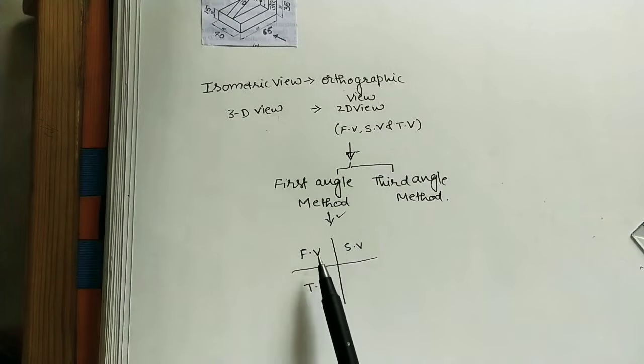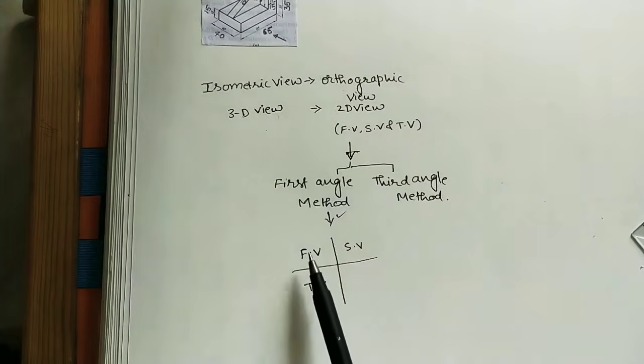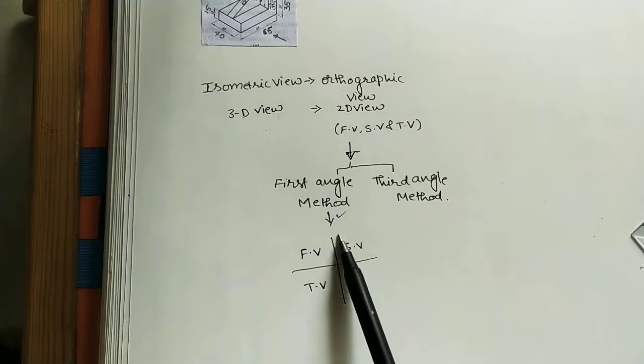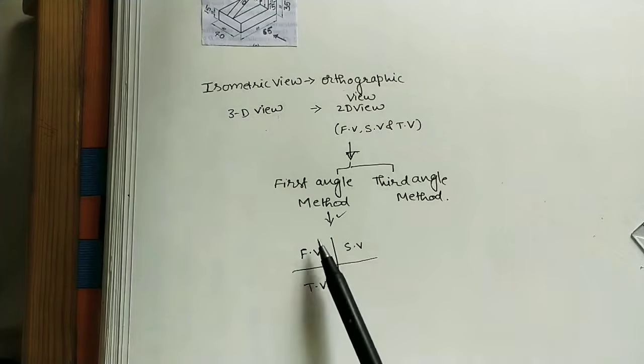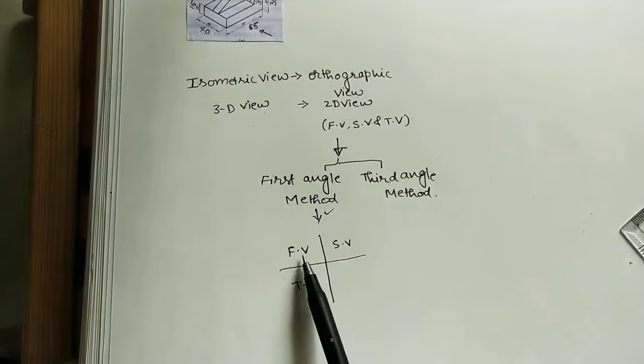In it we will do the front view. Below this we have to do the top view. And at the side of the front view we have to do the side view. We divide these views with the help of reference lines, a horizontal reference line and a vertical reference line. Here we need to do only two views, the front view and side view.